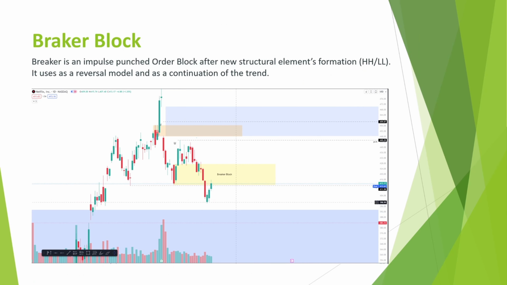Breaker block. A breaker block is an impulse punch through an order block after new structural elements form. It is used as a reversal model and as a continuation of the trend. So here, for example, we have a bearish breaker. After it, price will turn around and go down to this fair value gap on a daily time frame. No, it's on a weekly.